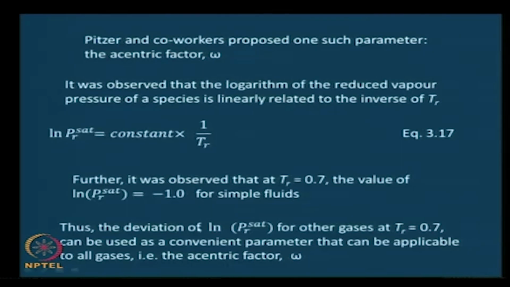The acentric factor, therefore, right from this, that at T_r equals 0.7, log of P_R^sat was -1 for simple fluids, and therefore the difference between this and this, or the deviation here, would come in as a factor that would represent something apart from the simple fluids. That was the thinking, and therefore the acentric factor was defined as -1 minus log of P_R^sat at a reduced temperature of 0.7.